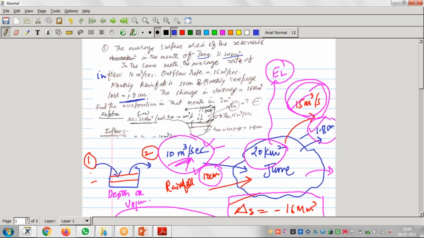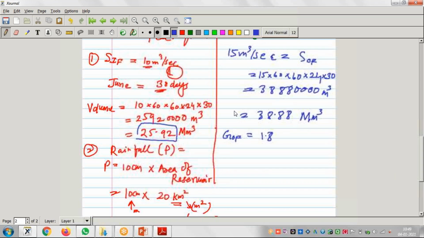Yes, 1.8 centimeter is given in the problem. So simply I will convert this 1.8 centimeter into volumetric. So what I know, 1.8 divided by 100, I will get into meter. Now if I multiply the area of reservoir, I will get it in million meter cube. I mean I will get in volume.